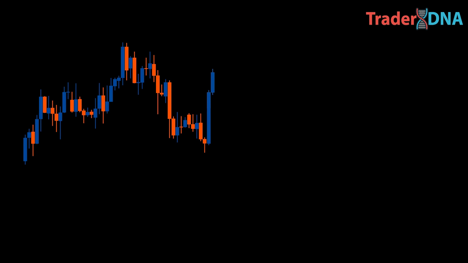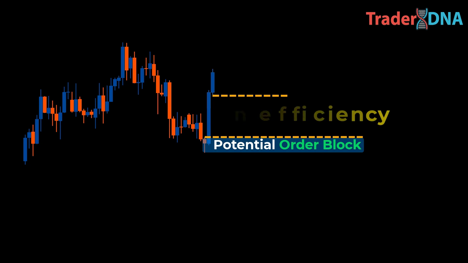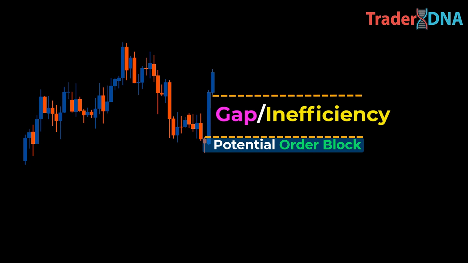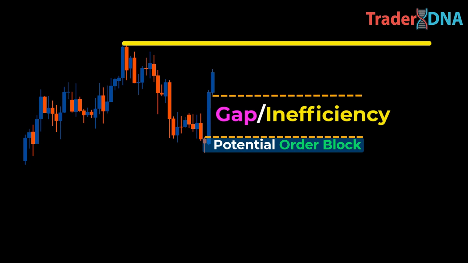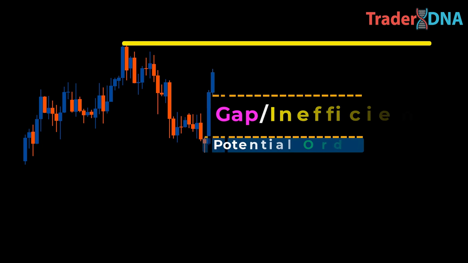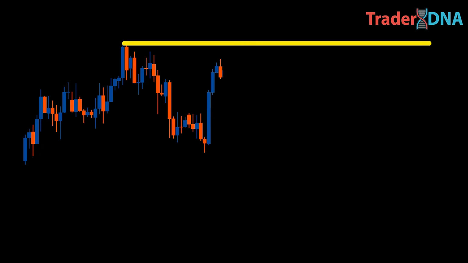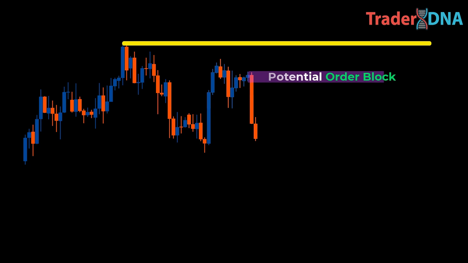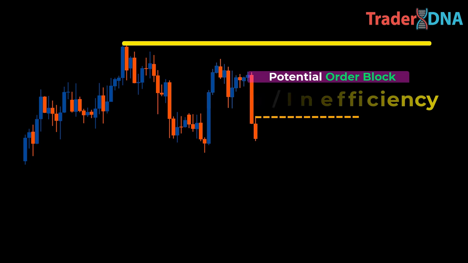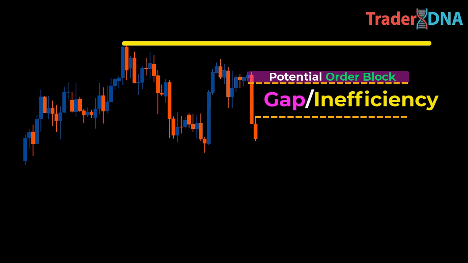Let's go over another example. In this chart, the price is creating higher highs and higher lows, and we have a potential order block here due to the inefficiency. However, since the price hasn't made a new higher high yet, we can't consider this a valid order block. After some time, the price moves down and forms another possible order block, but this time it's a bearish one. We see a significant downward move with inefficiency on this red candle.